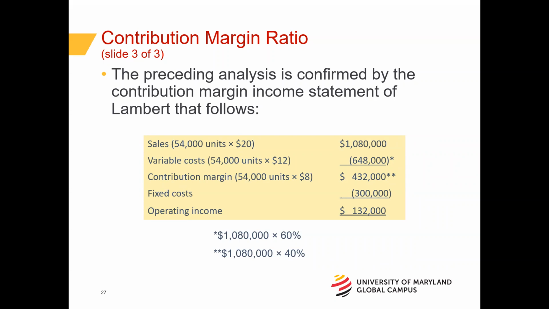Sales minus variable costs equals contribution margin, 432,000. Minus fixed costs. Remember, fixed costs do not change regardless of the level of output, 300,000. Equals our new operating income of 132,000. Yay. Good so far. All right. Very cool.